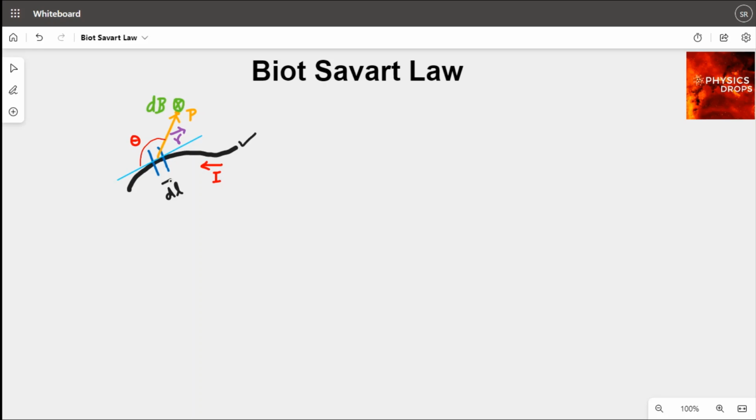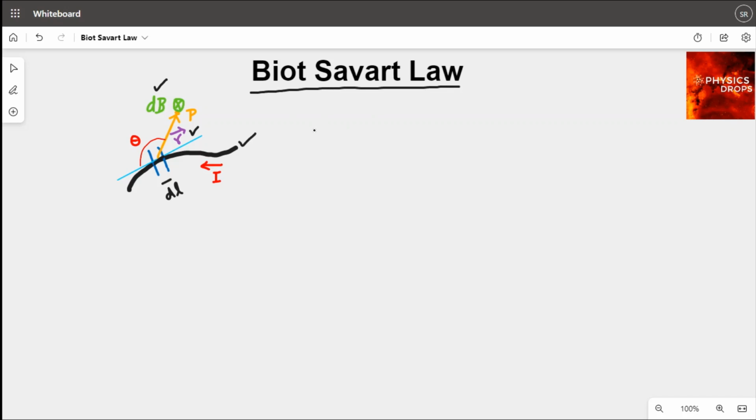But let's focus only on the small element of the current carrying conductor and the magnetic field it produces. Let's say at a distance given by this displacement vector r, at point P, there is a magnetic field dB of magnitude dB that is produced. This is the background. Now, what does Biot Savart law state?